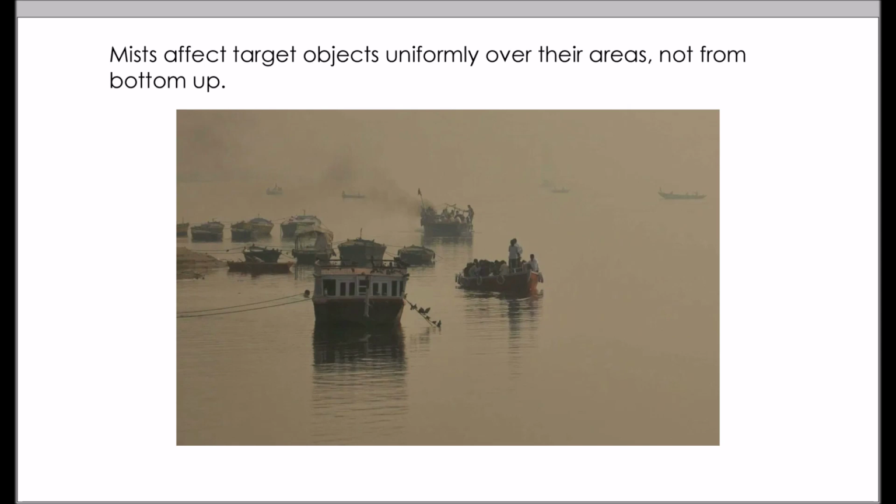Mists and fogs affect target objects uniformly over their areas, not from the bottom up. As you can see in this photograph, a boat sailing into the mist is not going to appear to disappear from the bottom up, but rather just fade away. So we can pretty well rule mists out. Obviously, in the case of the coin in the hallway, we can rule it out, but even when discussing distant objects moving far away from the viewer, mists do not function in a bottom-up manner.